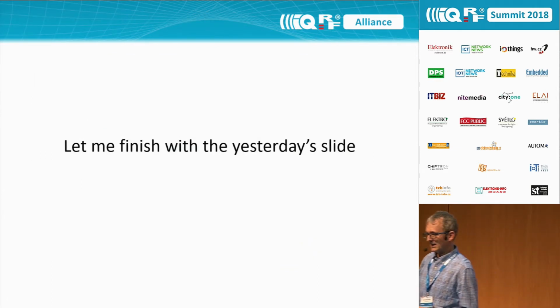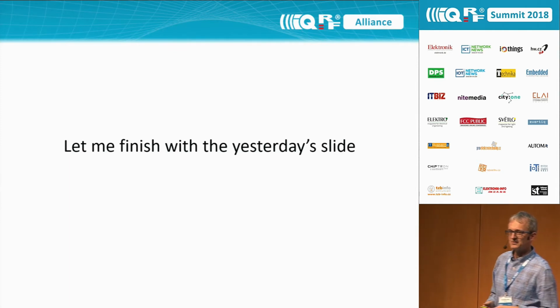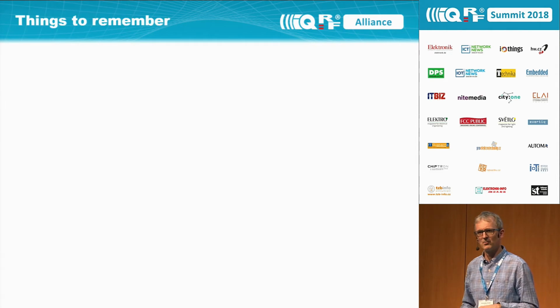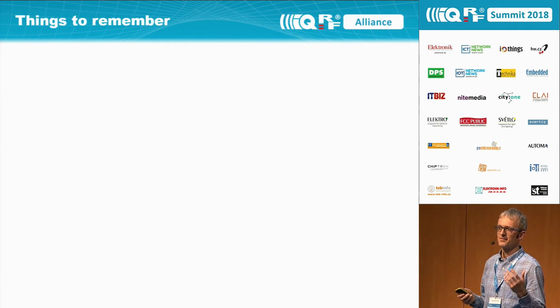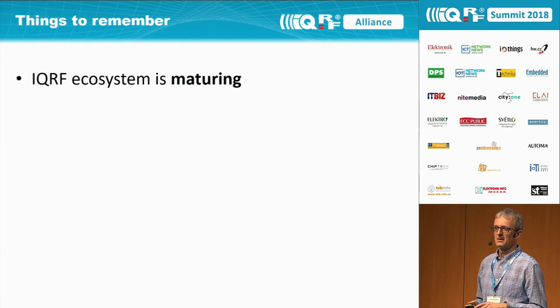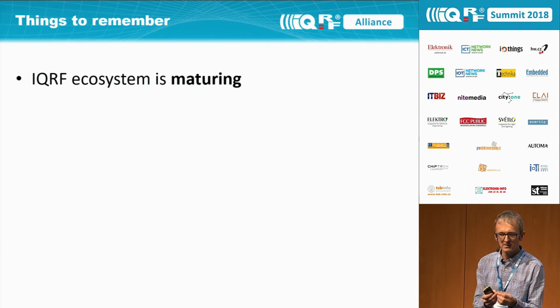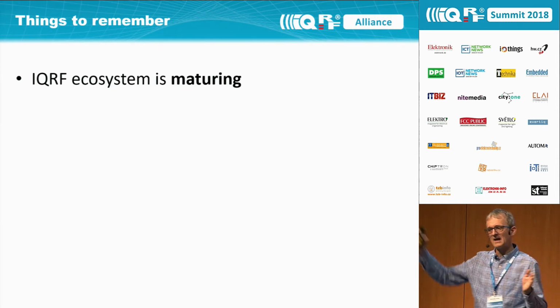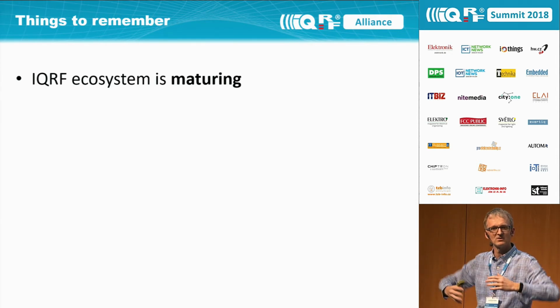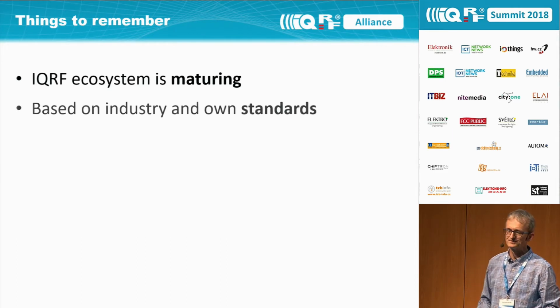So that was it. I wanted to make my life easier, so I will finish with the same slide as yesterday. So those of you who were here, I am sorry for that, but at least I want you all to remember some things. The first one, the IQRF ecosystem is maturing. It's not mature yet, but it's maturing. From the IQRF network based on some modules, we are going through the end server, through the gateway, so it's going to be steady and growing.